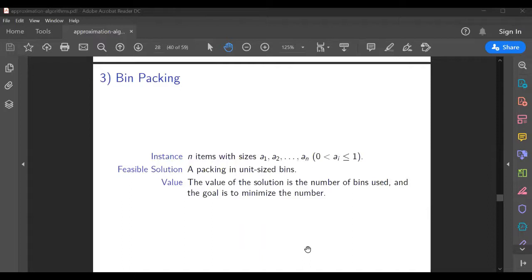Is the problem clear? Yes, ma'am. Okay, then the solution is also not very difficult. So what do you think? How can we proceed? Suppose you have 5 items: 0.8, 0.3, 0.7, 0.2, 0.5. How do you pack them?